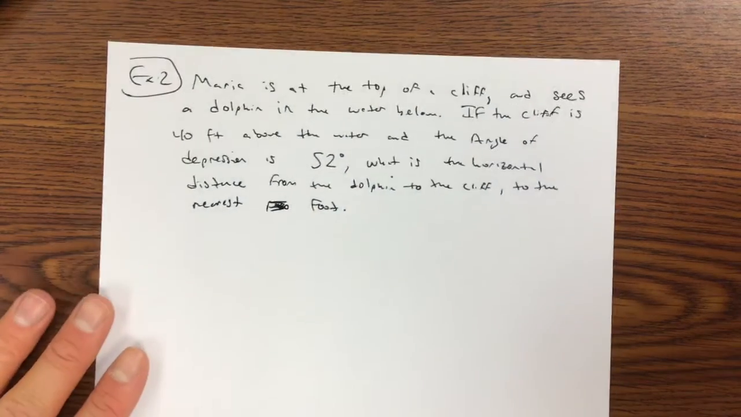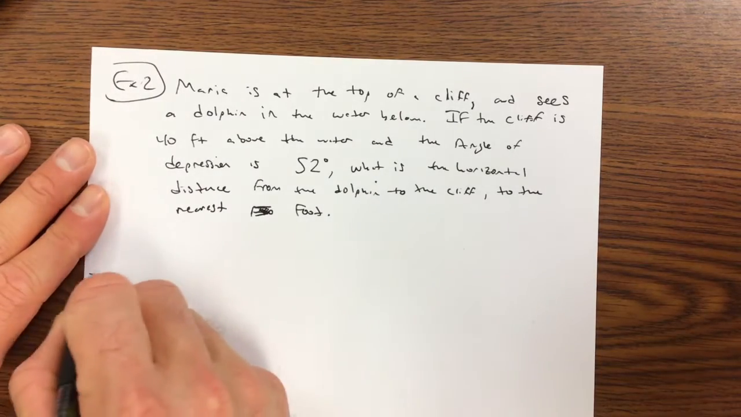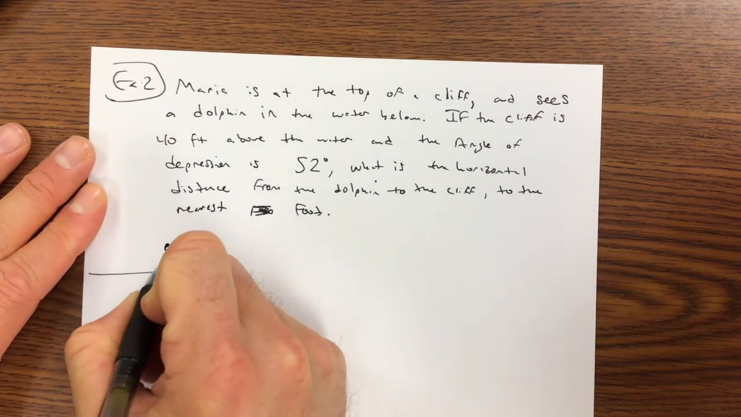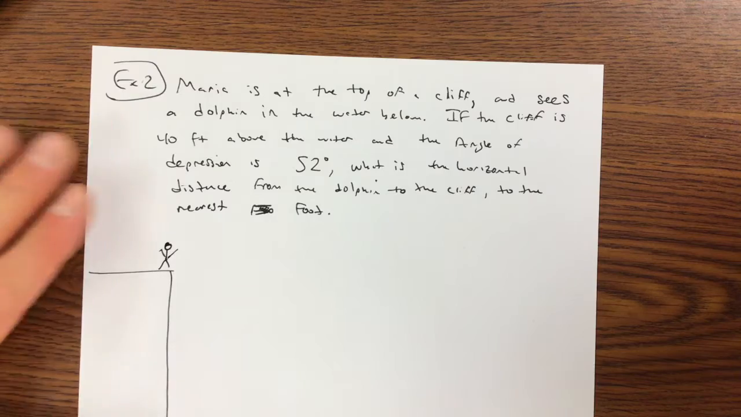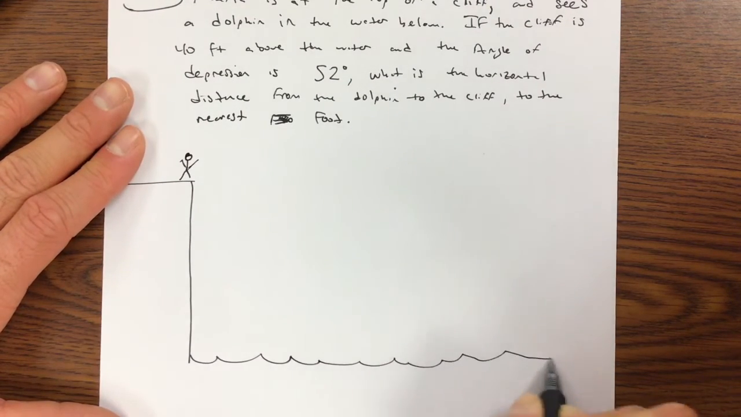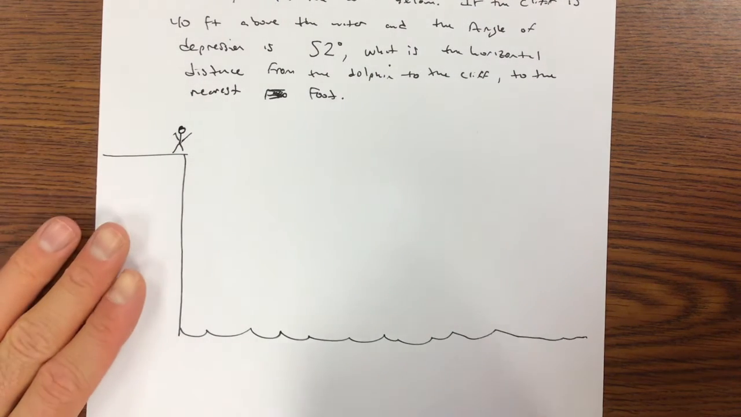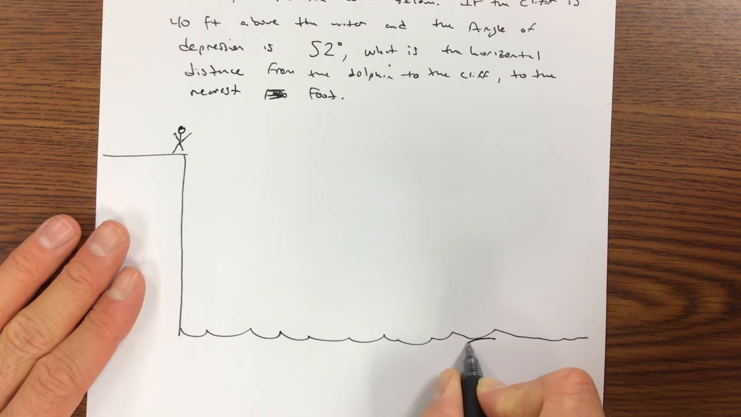F-O-O-T, nearest foot. Maria's at the top of a cliff, sees a dolphin in the water. If the cliff is 40 feet above the water and the angle of depression is 52 degrees, what is the horizontal distance from the dolphin to the cliff to the nearest foot? Picture time, here we go. Draw yourself a cliff. Put Maria up here. She's sightseeing. She's checking out the water. There's water down here.